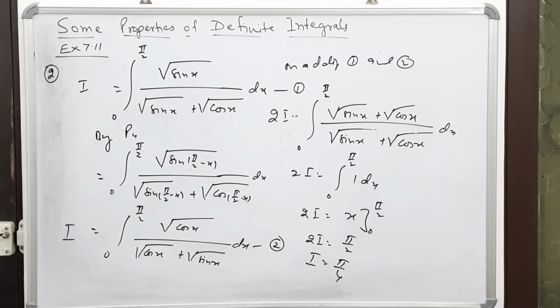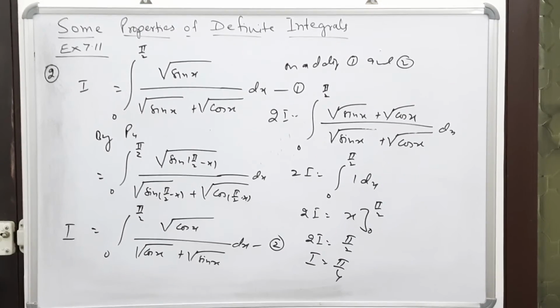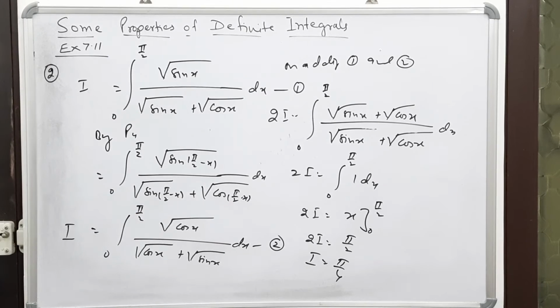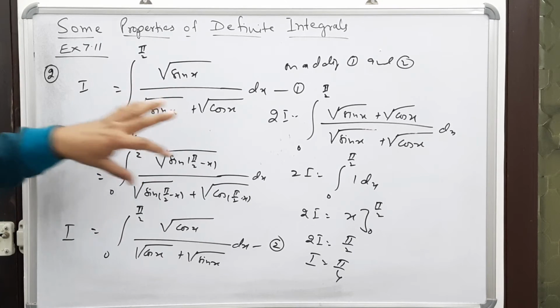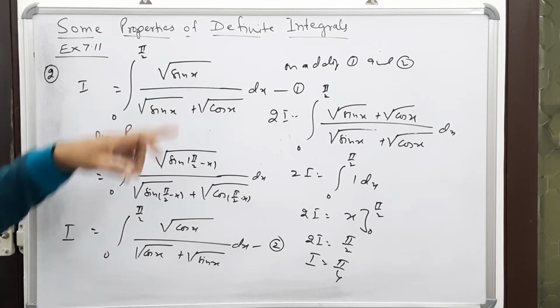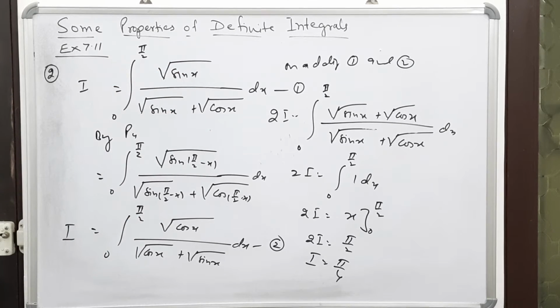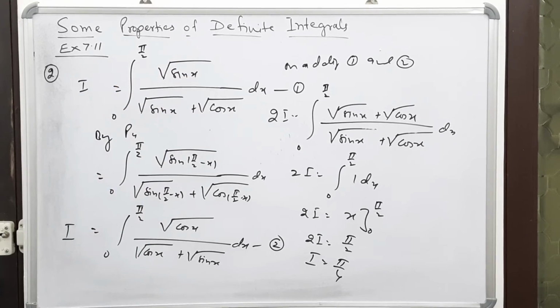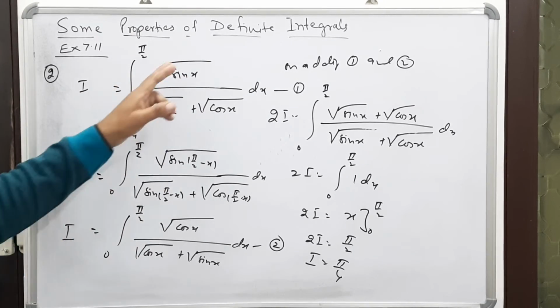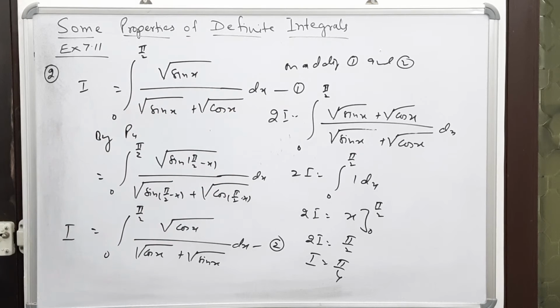So there are many problems which are based on this particular property, and their answer is also pi by 4 only. Sum number 3 and sum number 4, both the sums are also like this only. Only here the power is root, root means power is half. In sum number 3 the power is 3 by 2, and in sum number 4 the power is 5. So in the same way, sum number 3 and sum number 4 will also be solved.